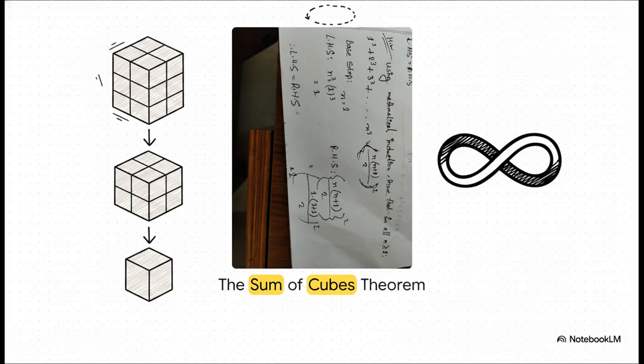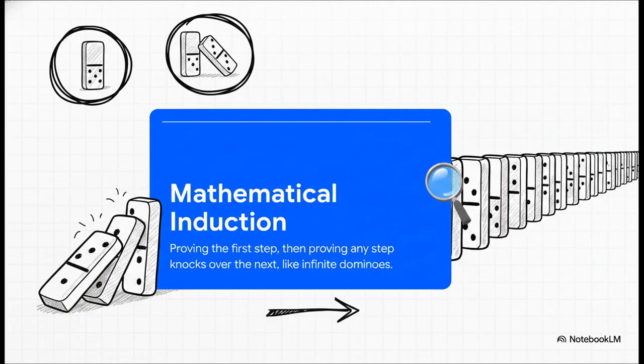Now the right side is this neat, compact little formula: n times (n plus 1) divided by 2, the whole thing squared. This theorem is boldly claiming that no matter how many millions of cubes you add up, that short little formula on the right will always give you the exact same answer. But again, how do we prove it works for every single number without testing them all? Well, we use mathematical induction.